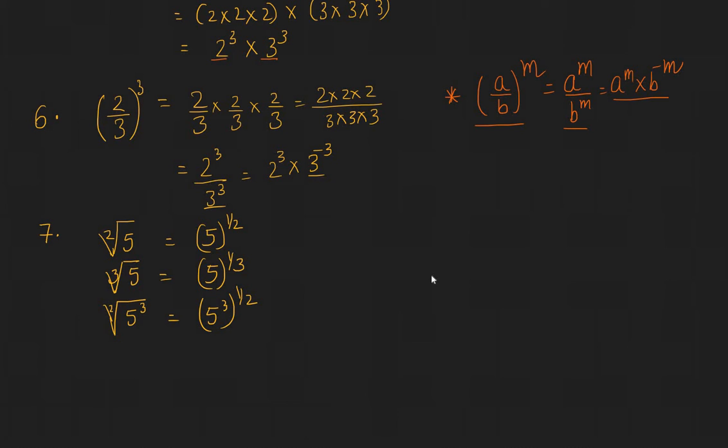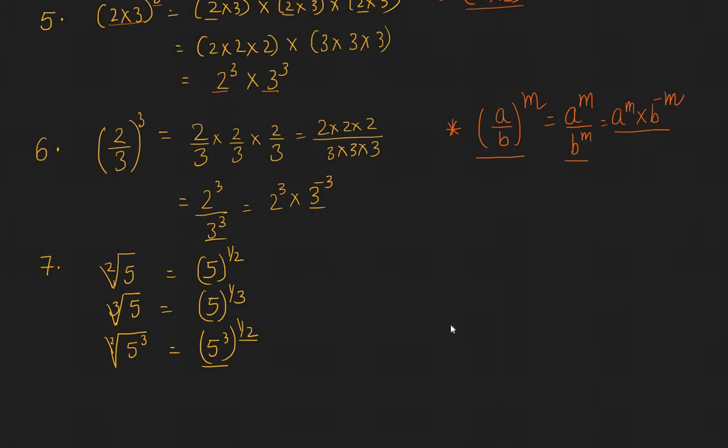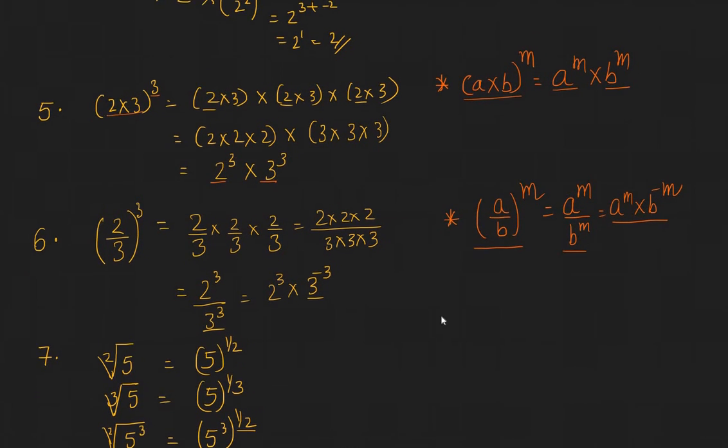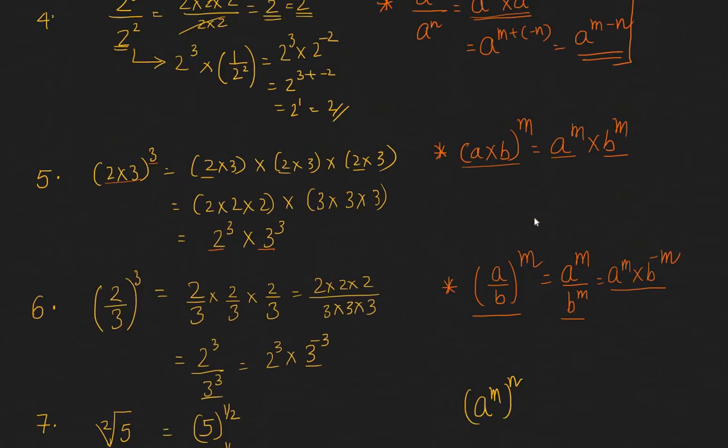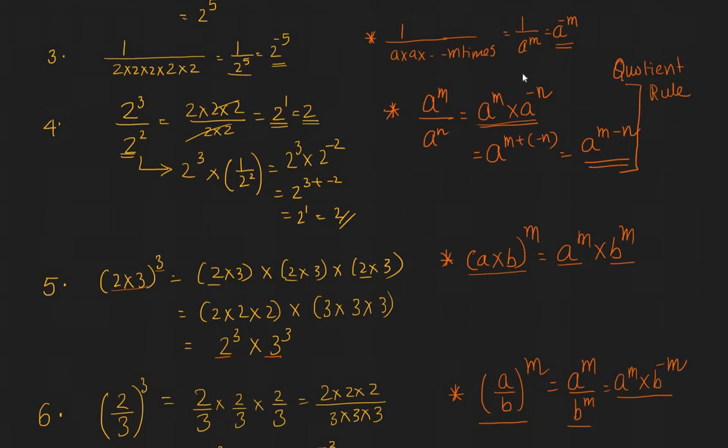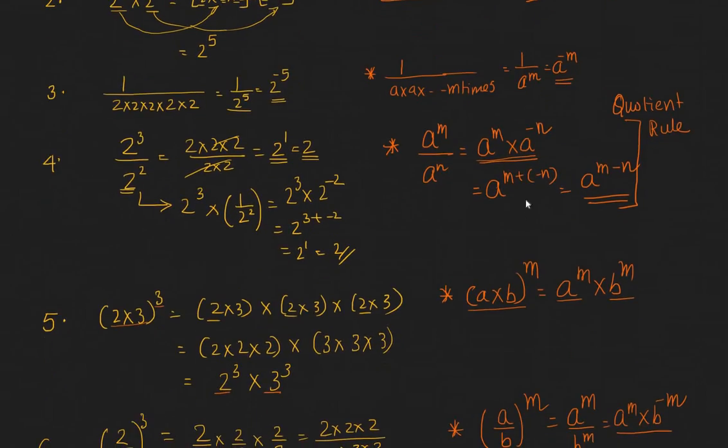So when you get something like this, it is of the form a power m the whole power n. Do we have it anywhere here? A power m the whole power n? Oh no, we don't have it here, right?